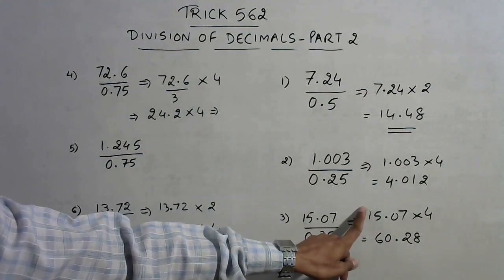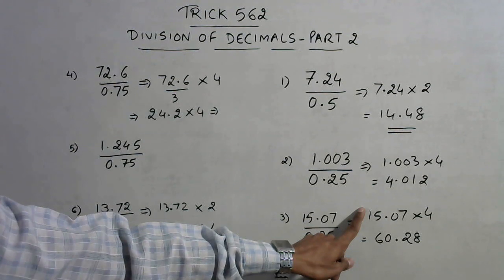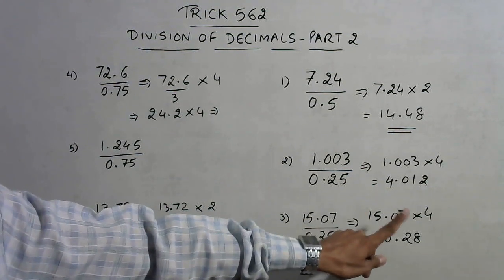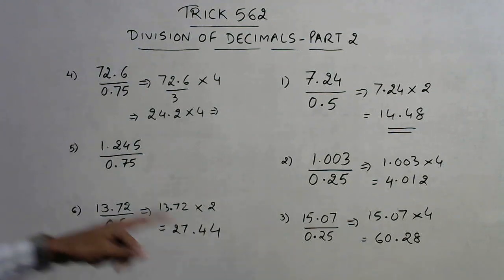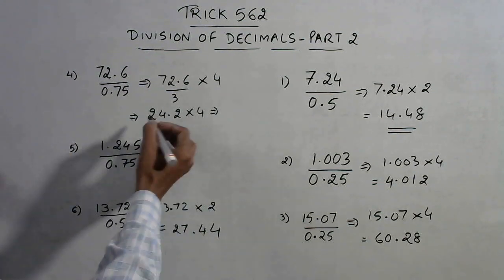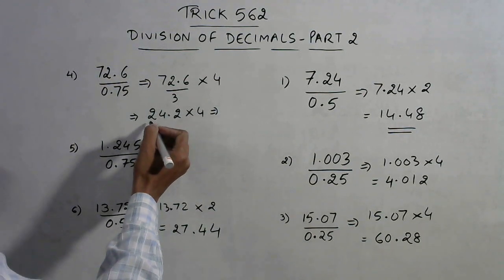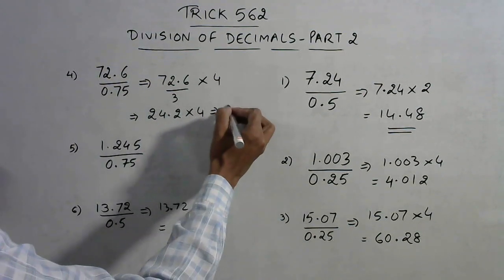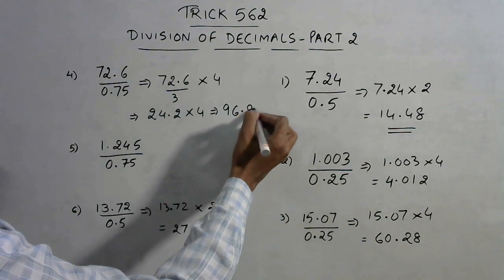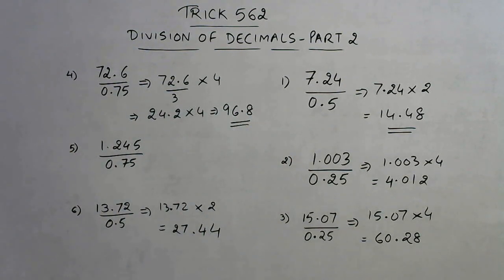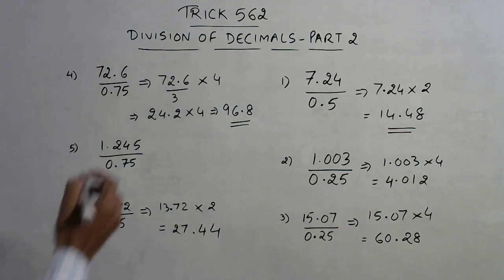Similarly, here also I have doubled the number twice. Double of 15 is 30, 30 double is 60. Then 7, 14, 28. Likewise, now you can multiply by 4 by doubling twice. 48, 96, 8. So 96.8 is the answer for this question. Isn't that easy? Let's apply the rule here.